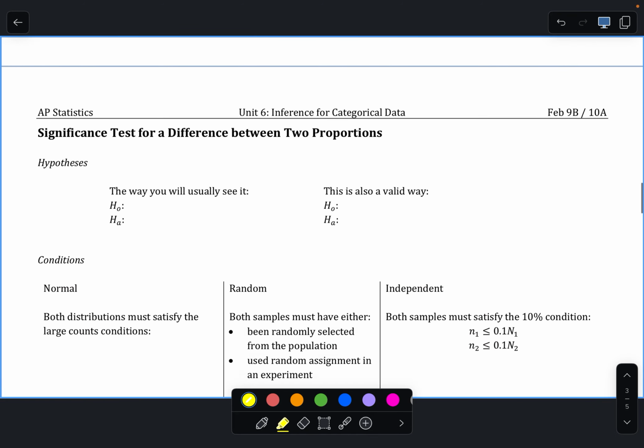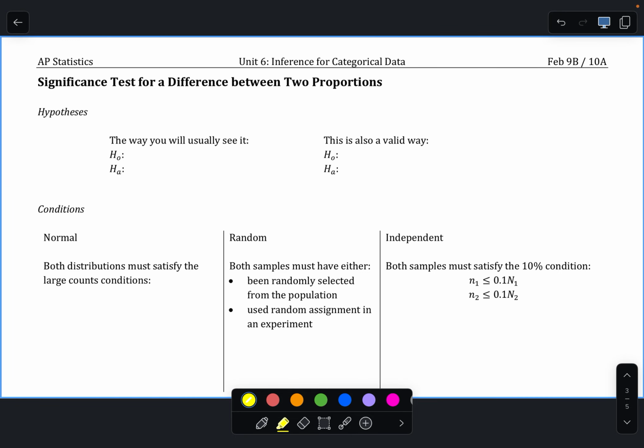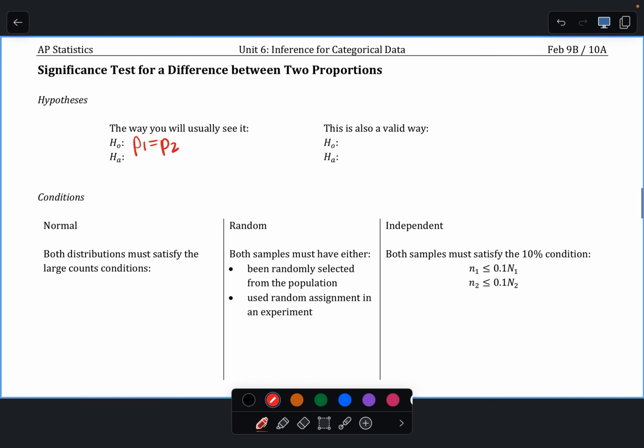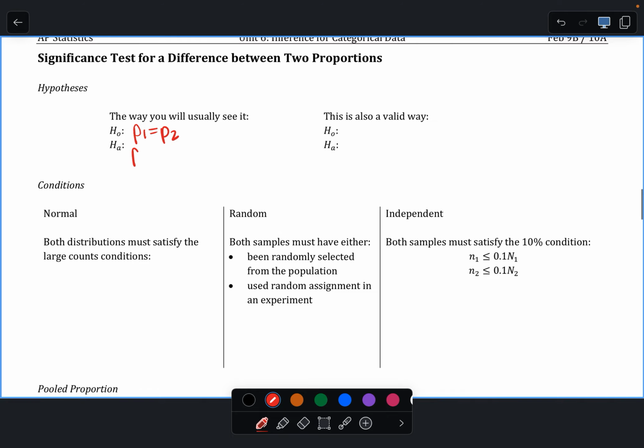So jumping into the significance test, the null, because you have to write the null out, is always that your two groups are equal to each other. So P1 is equal to P2. The alternative is going to be whatever you think is happening. So sometimes you think it's less, sometimes you think it's greater, sometimes you're just interested in, is it different? And that is going to come from the question.